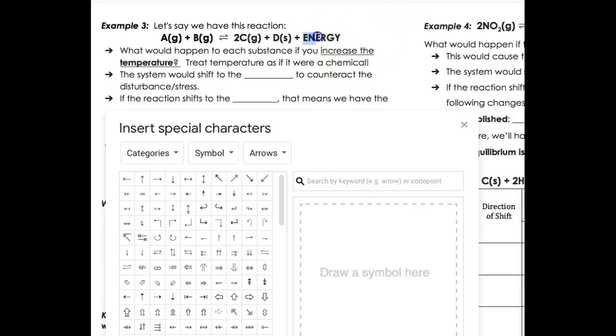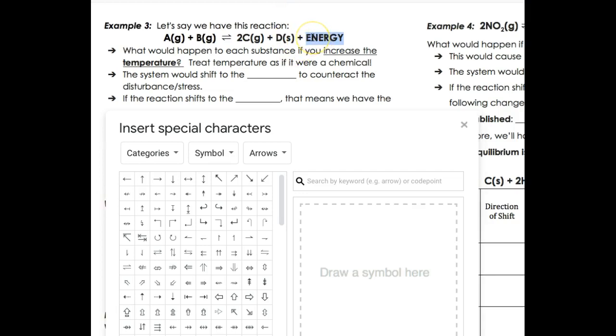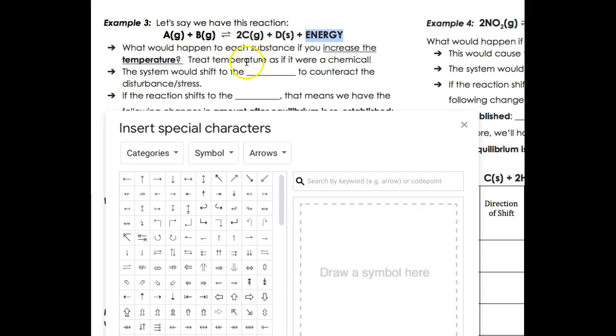So you're going to treat energy as a chemical. Pretend it's a chemical. If you crank up the temperature, that means we're going to have more energy. And if we have more energy on the right side, then that means the system is going to want to counter that change by shifting to the left. So treat the temperature as if it were a chemical. The system will shift to the left to counter the disturbance.